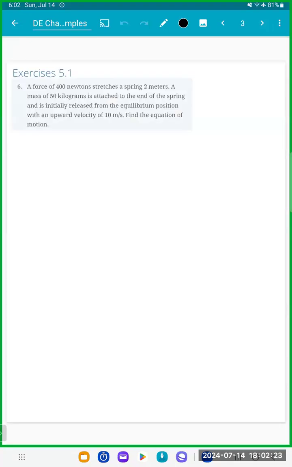Okay, next problem, number 6. We're looking at a force of 400 newtons that stretches a spring 2 meters. A mass of 50 kilograms is attached to the end of the spring and is initially released from the equilibrium position with an upward velocity of 10 meters per second. We want to find the equation of motion.